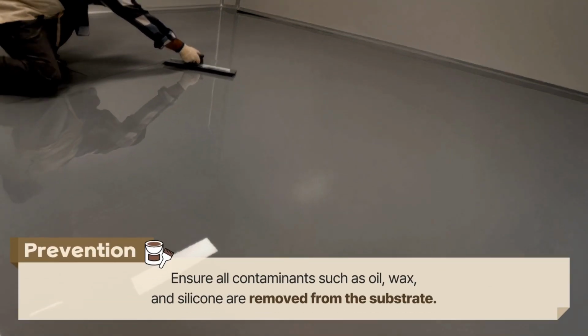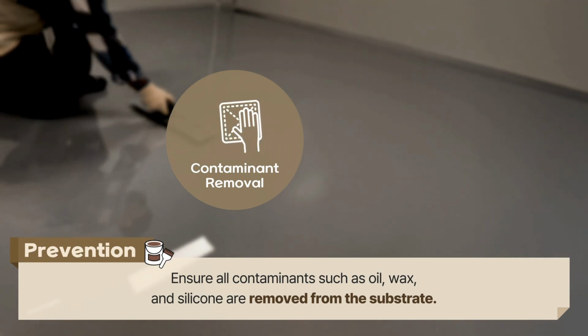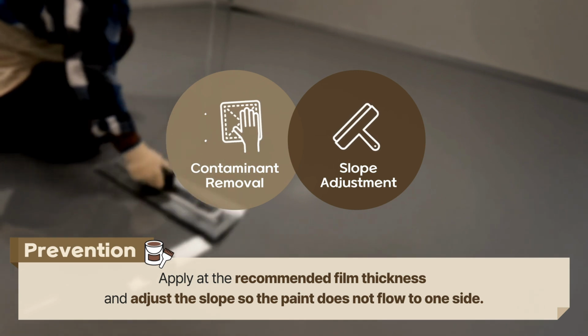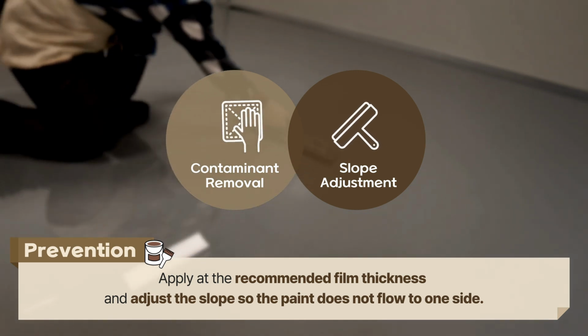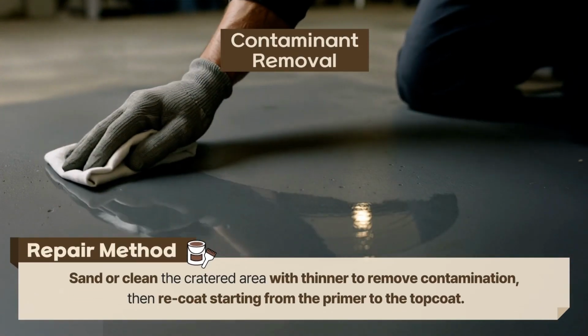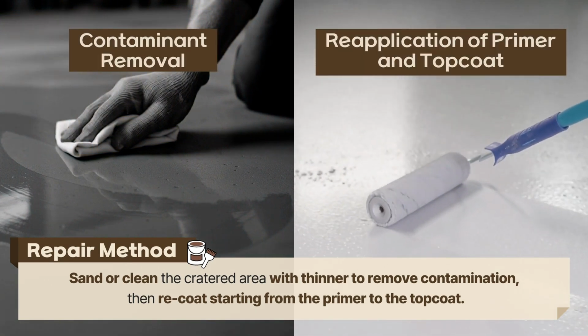Ensure all contaminants such as oil, wax, and silicone are removed from the substrate. Apply at the recommended film thickness and adjust the slope so the paint does not flow to one side. Sand or clean the cratered area with thinner to remove contamination, then recoat starting from the primer to the top coat.